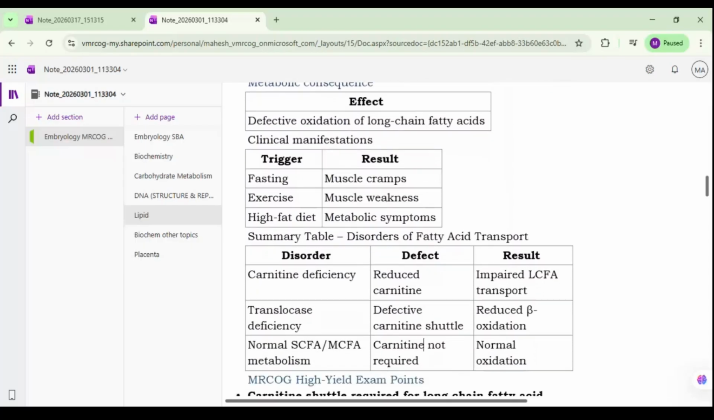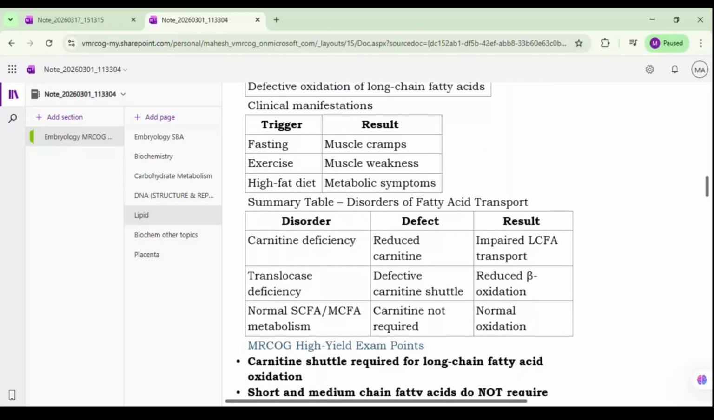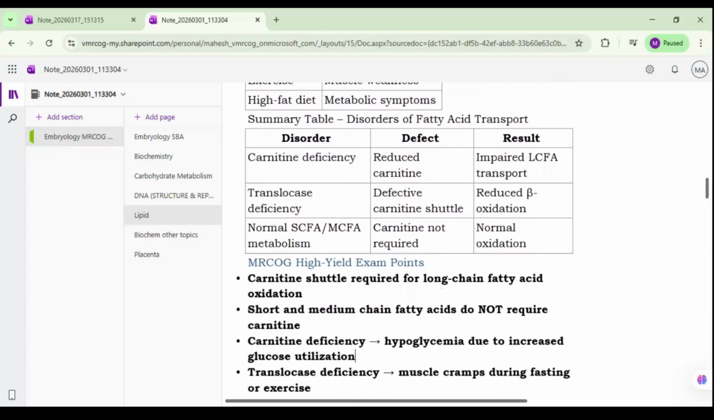Okay, so in disorders of the fatty acid transport, there can be deficiency of the carnitine. Because of the reduced carnitine, there will be impaired long chain fatty acid transport. If there is a translocase deficiency, there is a defective carnitine shuttle and reduced beta oxidation. For short chain and medium chain fatty acid metabolism, carnitine is not required, so there is a normal oxidation.